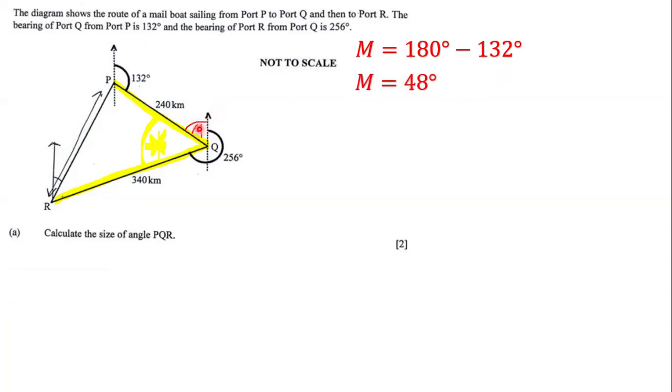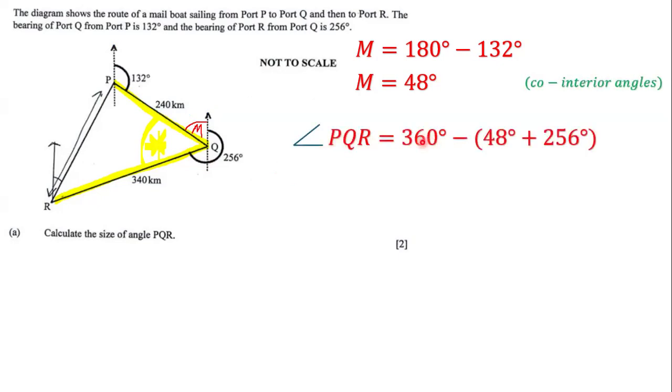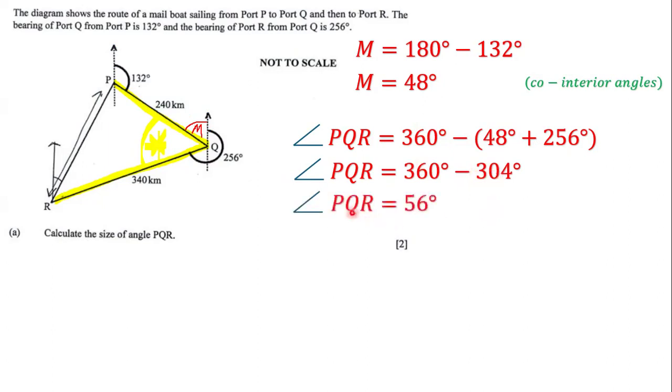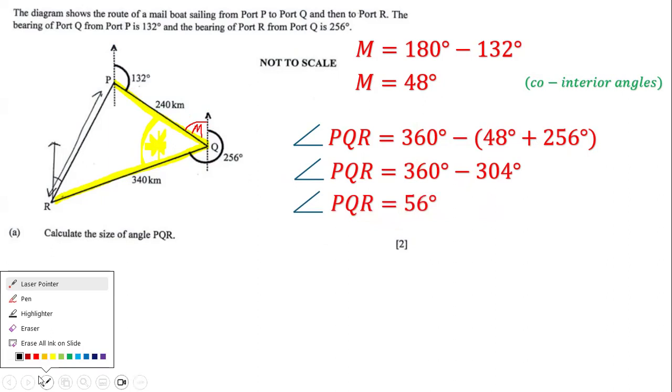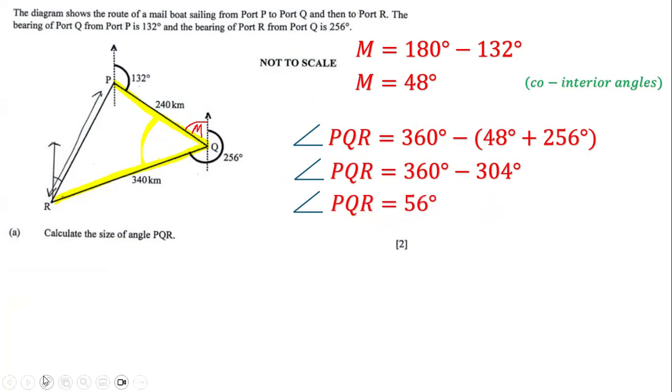So now that we know that M is 48, and we know that from here to here is 256, let's add those two and subtract that sum from 360 degrees. In order for us to get angle PQR, we take 360 degrees minus 48 plus 256. And 256 plus 48 gives us 304. So we have 360 minus 304. And when we subtract, we get that PQR is equal to 56 degrees. And so what does that mean? Well, that means that this angle right here is 56 degrees.